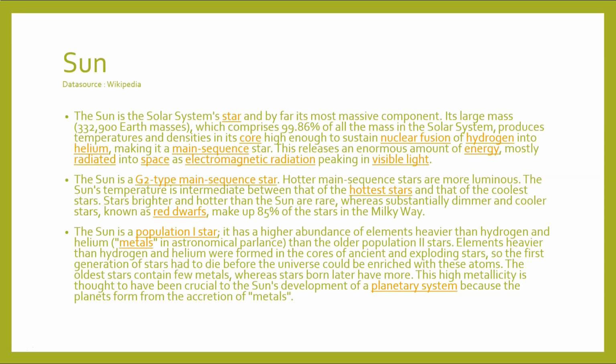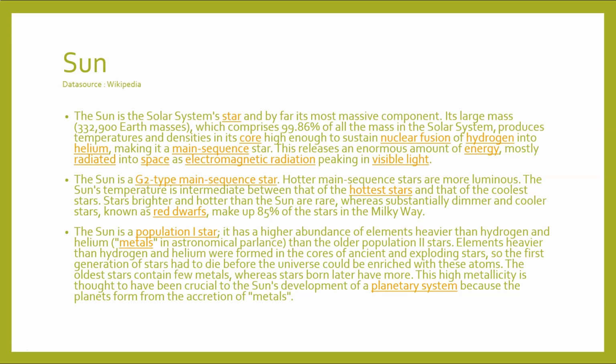The sun is a population 1 star and has a higher abundance of elements heavier than hydrogen and helium, called metals in astronomical parlance, than the older population 2 stars. Elements heavier than hydrogen and helium were formed in the cores of ancient exploding stars, so the first generation of stars had to die before the universe could be enriched with these atoms.